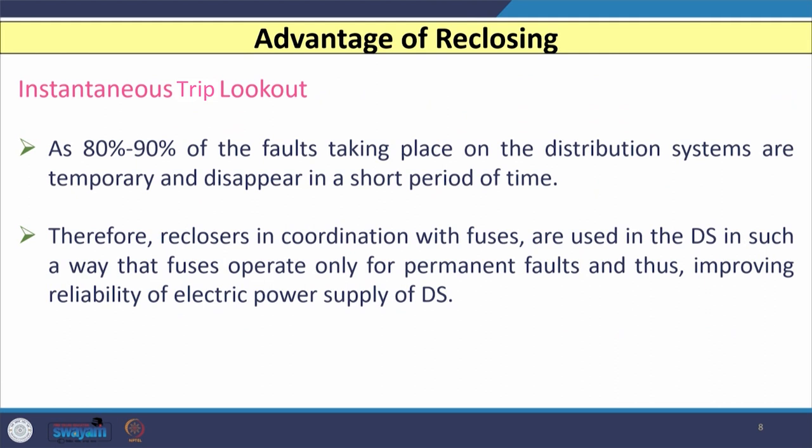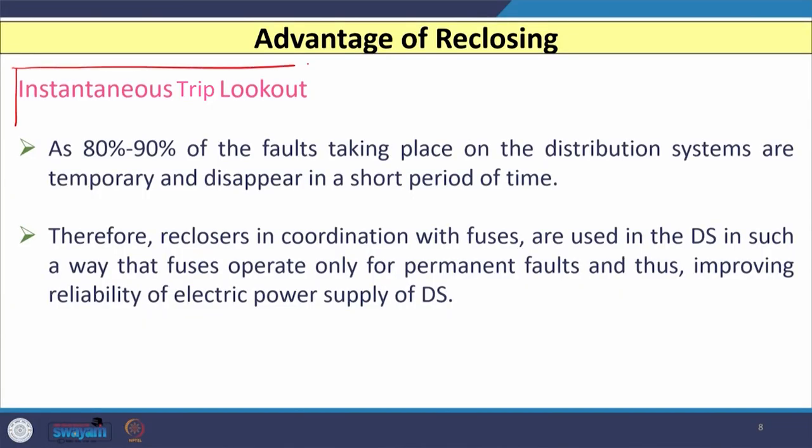Now, let us understand why reclosers are very important as far as the distribution network is concerned, and why we are more concerned about the coordination between reclosers and fuses, particularly for the distribution network. To understand this concept, we need to understand one of the important phenomena, which is known as instantaneous trip lockout, or sometimes it is also known as the fuse saving concept. So, we will see these two concepts.